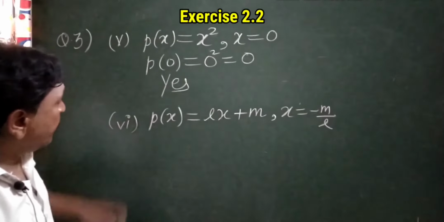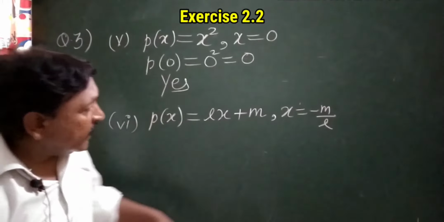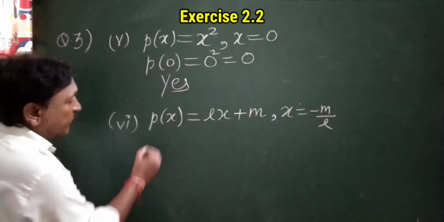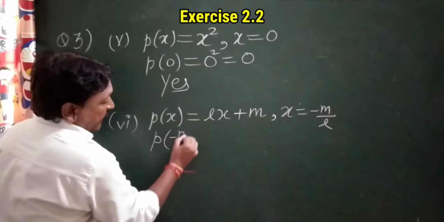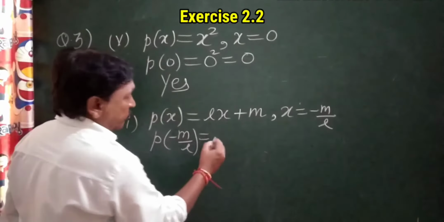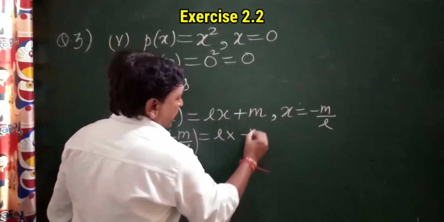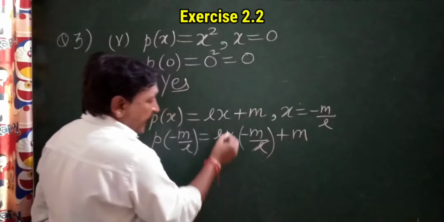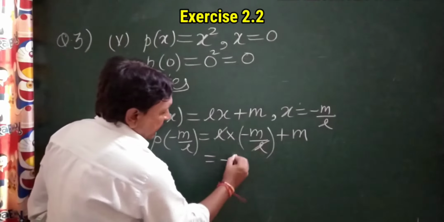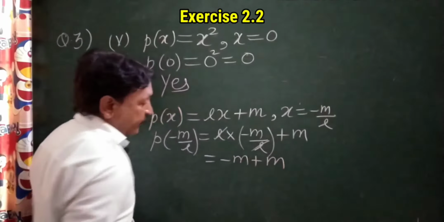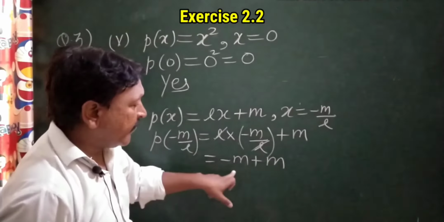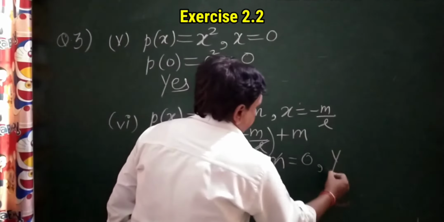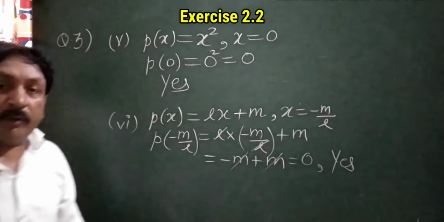Now see part 6. What do we have to check here? We have to check for x equals minus m upon L. So substitute this value in place of x. P of minus m upon L equals L into minus m upon L plus m. L is cancelled by L. So what is left? Minus m plus m. Same values, one is positive and the second one is negative, so they will get cancelled and it will become 0. Yes, it is a 0 of this given polynomial. Okay, note it.